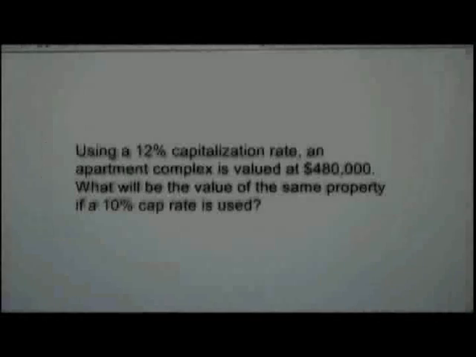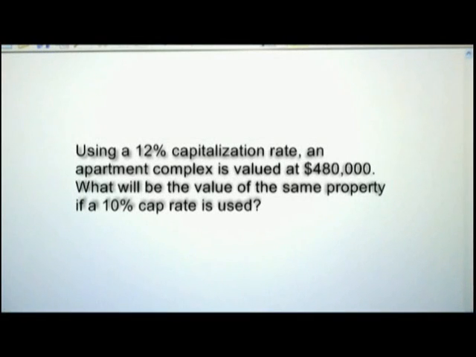An apartment complex is valued at $480,000. What will be the value of the same property if a 10% cap rate is used? So looking at the problem, you notice that the capitalization rate is going down. What's going to happen to the value of the building?